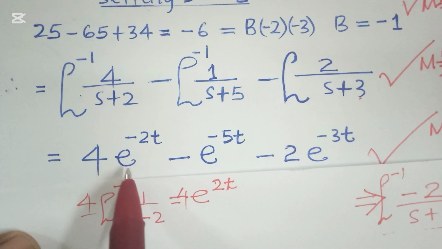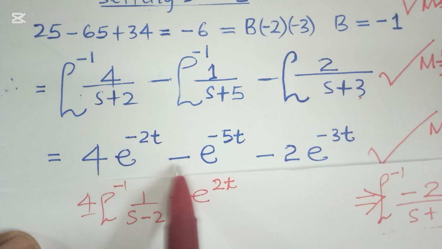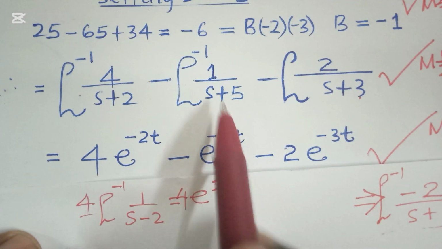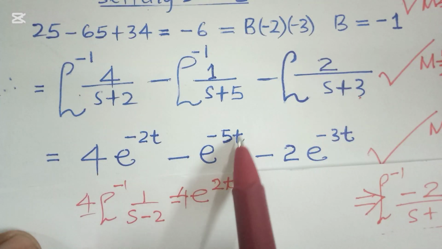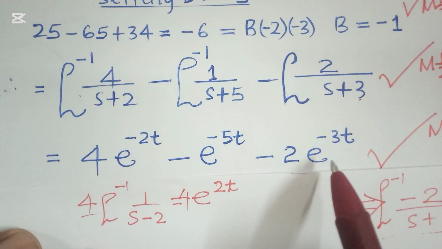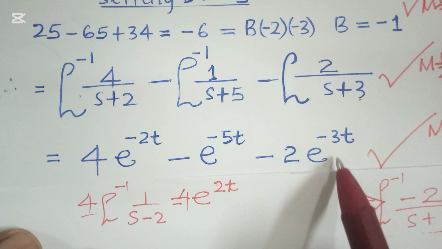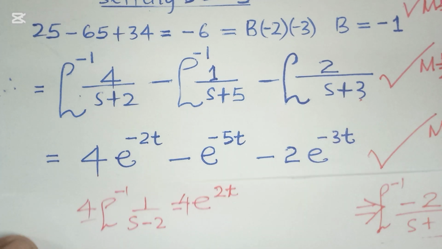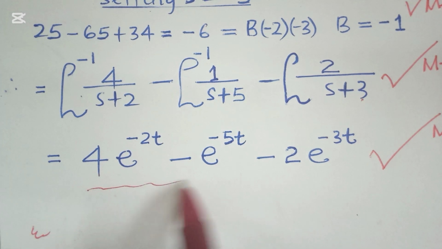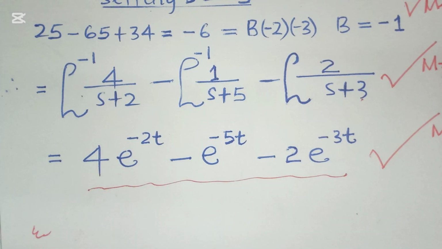So we get 4 e raised to negative 2t, minus, for this one, because it's a negative, a positive, we shall have e raised to negative 5t. Now minus 2 e raised to negative 3t. And so guys, that is our solution. So thank you guys for listening to me.